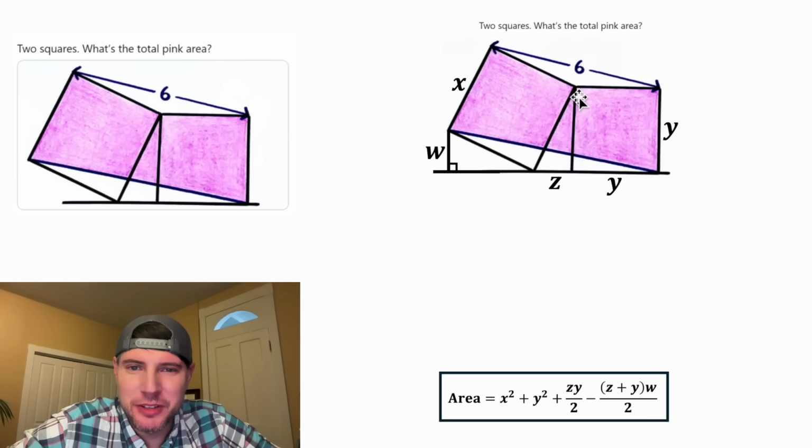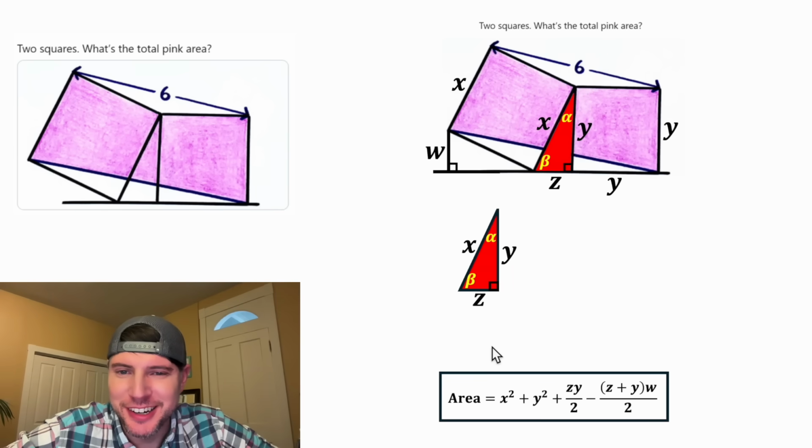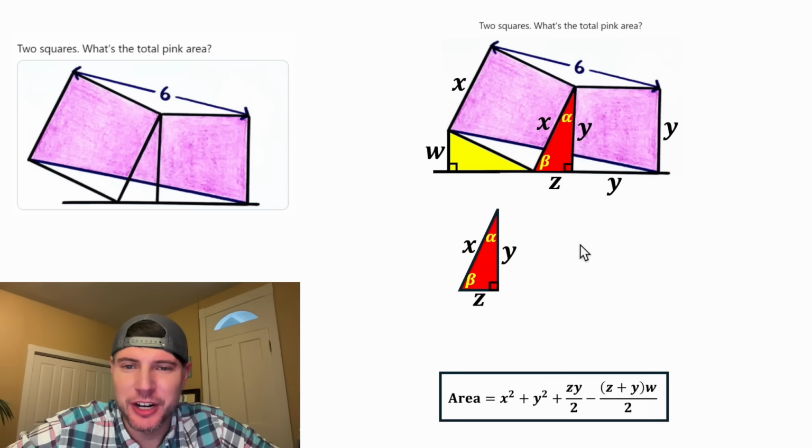Now for the next step, let's focus on this red triangle. Let's call this angle up here alpha, and we'll call this angle beta. So we know that beta plus 90 plus alpha is 180 degrees. Let's bring this triangle over here. And then let's look at this yellow triangle. It's going to have the exact same angles. Let me show you why.